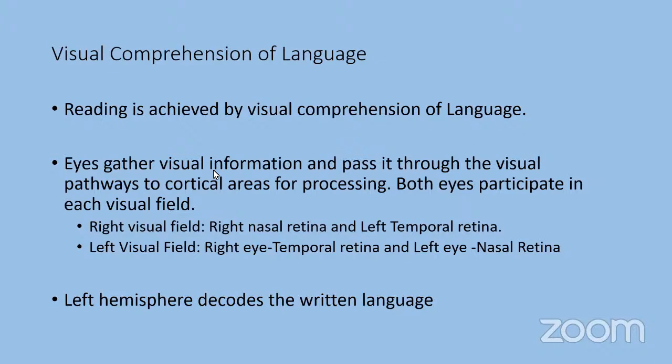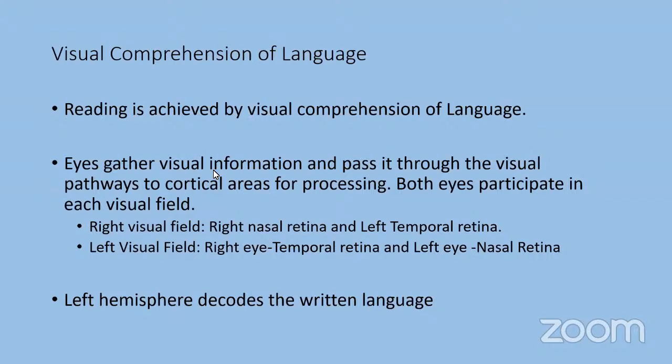If you look at reading, the visual comprehension of language is very important. Reading is achieved by visual comprehension of language. The eyes gather visual information and pass it through the visual pathways to cortical areas for processing.